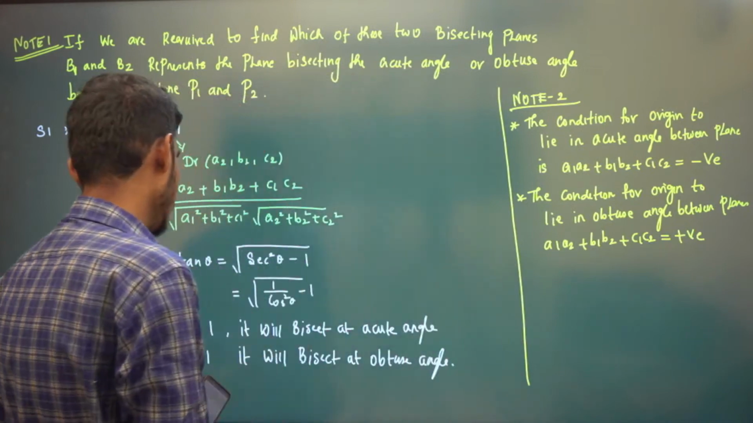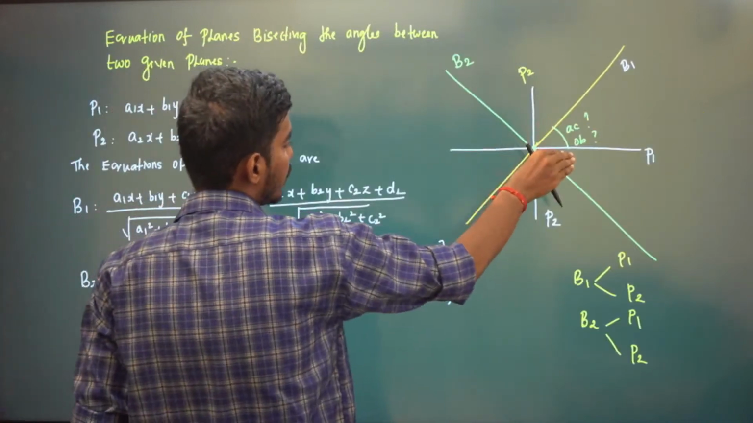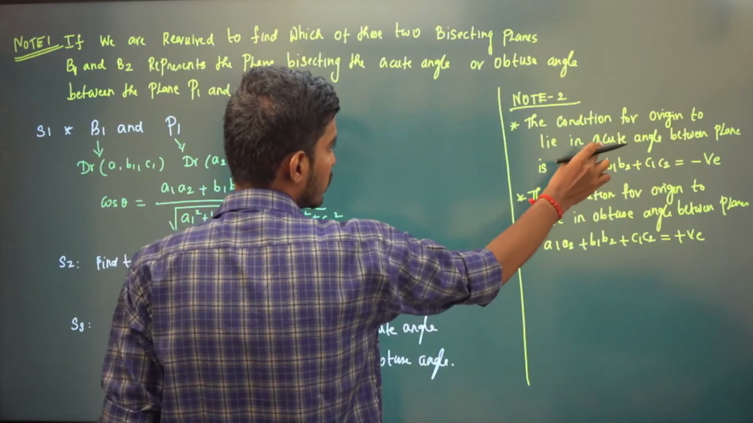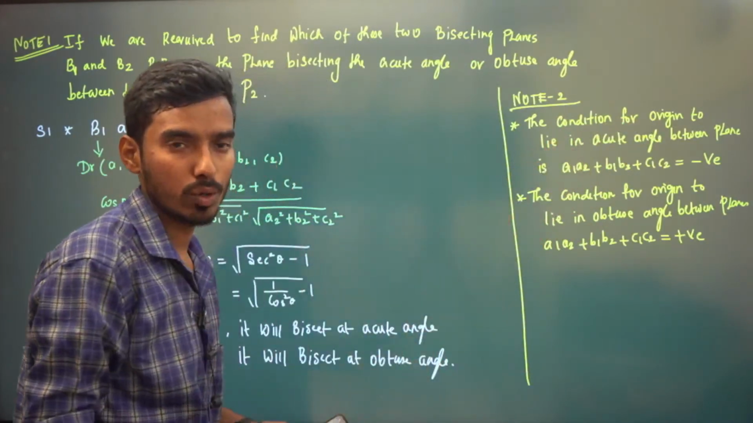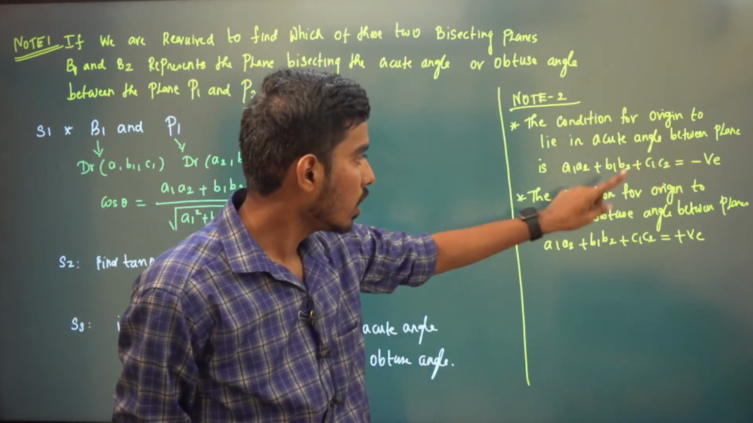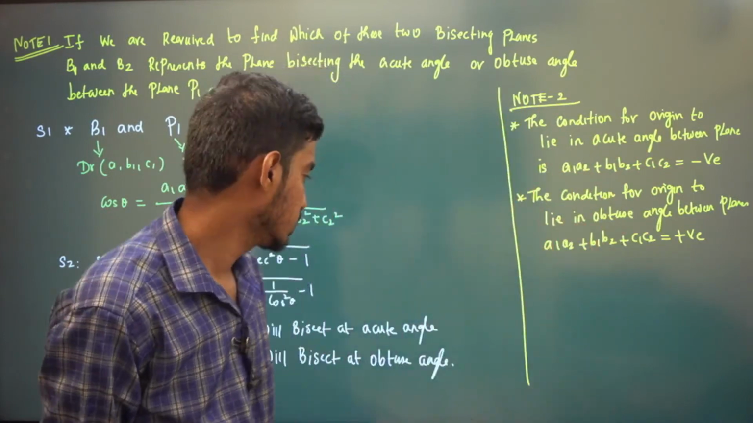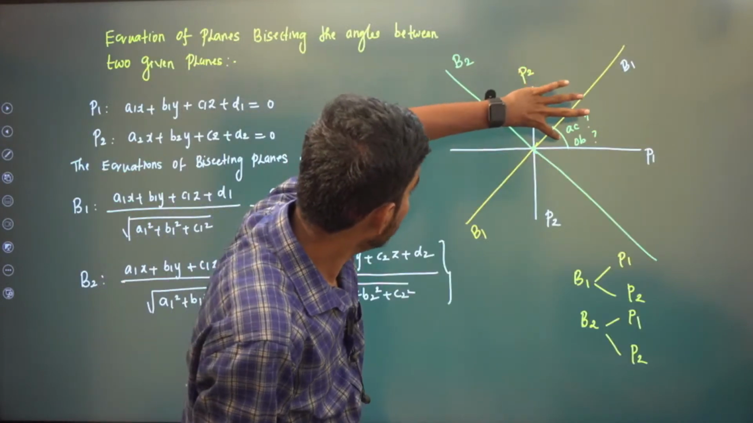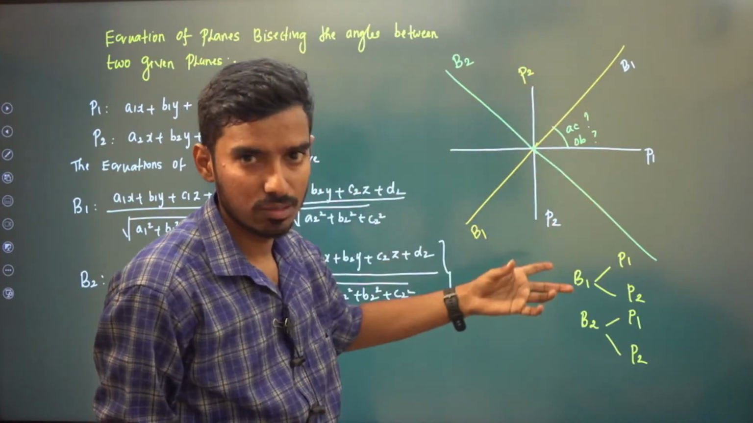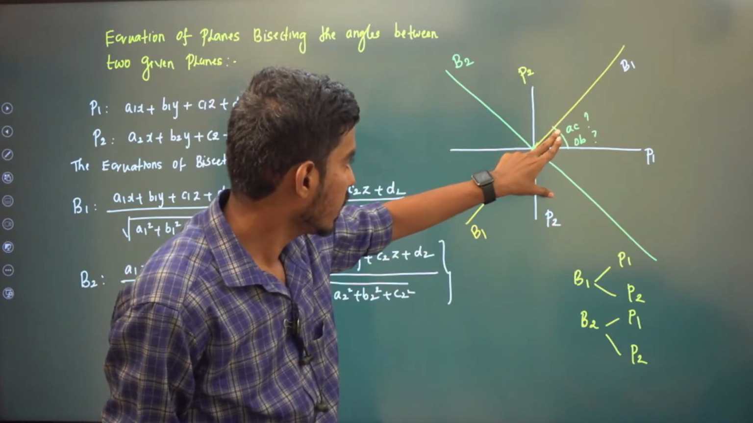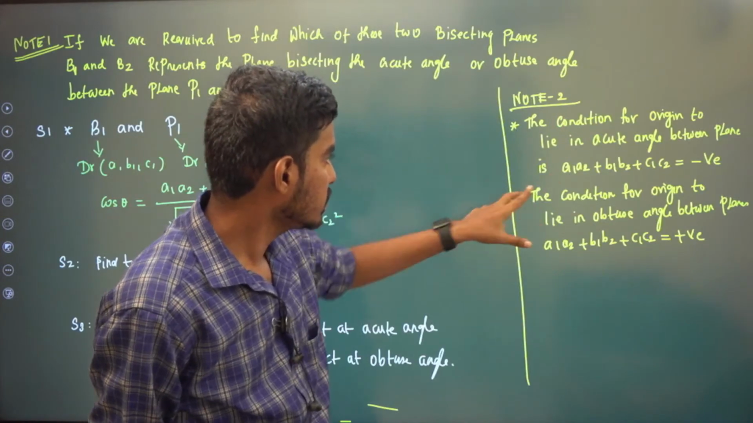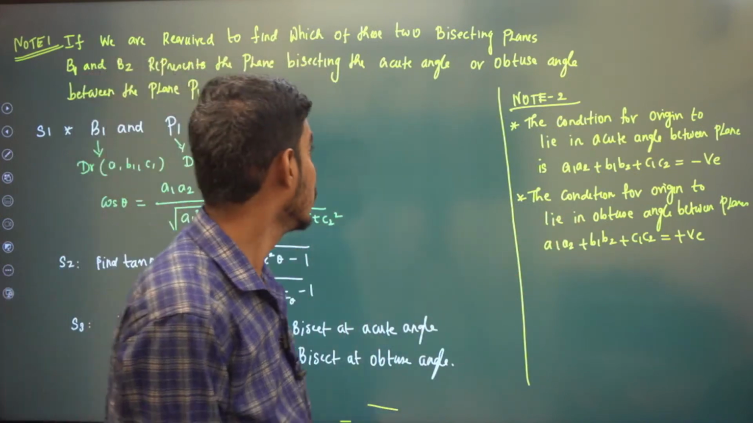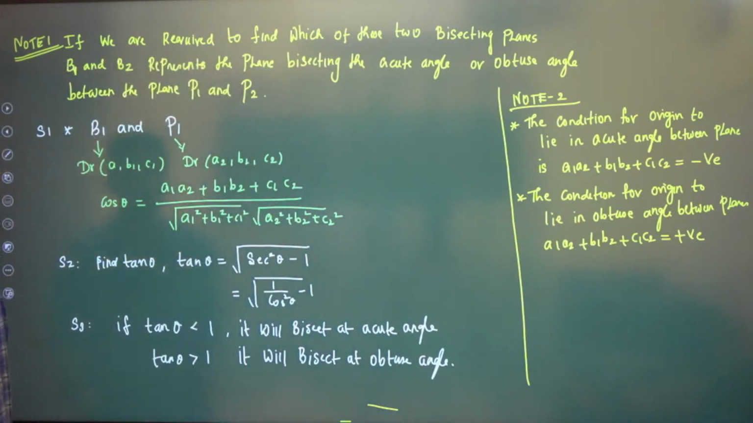Very easy. So this will be acute angle or obtuse angle. Origin will be in the acute angle if this happens. Origin will be in the obtuse angle, that is, origin will be in between these two planes, if that happens. Very simple, right? Okay. So we'll move on to problems.